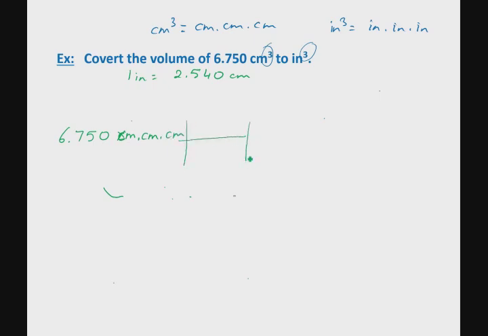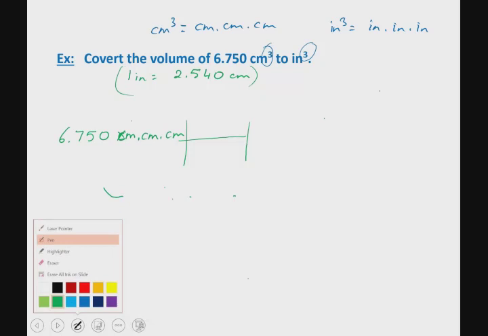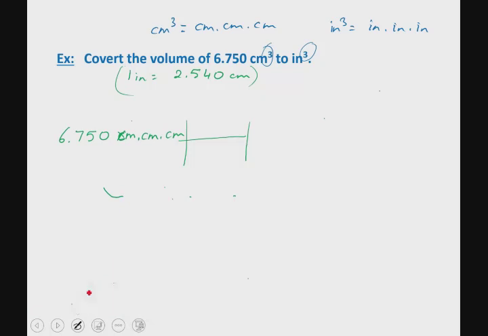Okay, so if I use this standard equality to create a conversion factor, I hope you see that centimeter goes on the denominator, inch goes on the top. 1 inch equals 2.540 centimeters. But when we do use this conversion factor, how many centimeters are we able to cross out? I'm only able to cross out 1, not all 3.